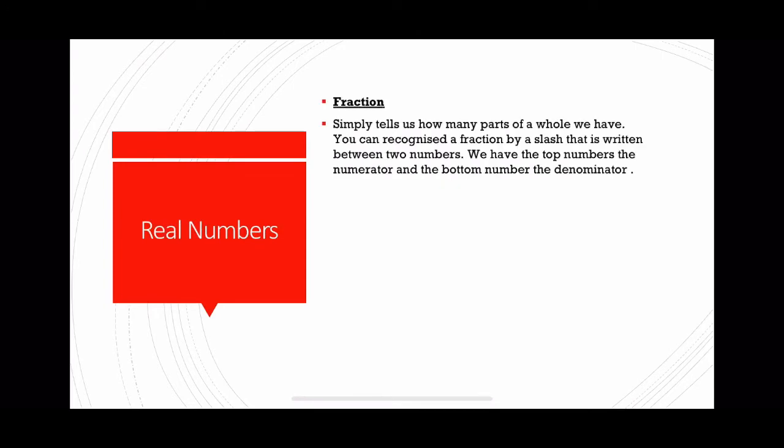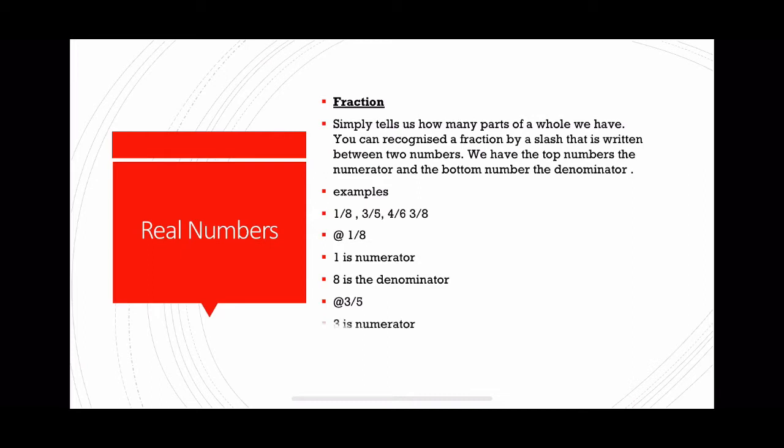Fractions simply tell us how many parts of a whole we have. You can recognize a fraction by a slash that is written between two numbers. We have the top number, the numerator, and the bottom number, the denominator. Examples of fractions: 1 over 8, 3 over 5, 4 over 6, 3 over 8. At 1 over 8, 1 is the numerator and 8 is the denominator. At 3 over 5, 3 is the numerator and 5 is the denominator.